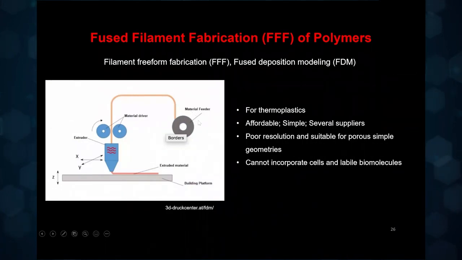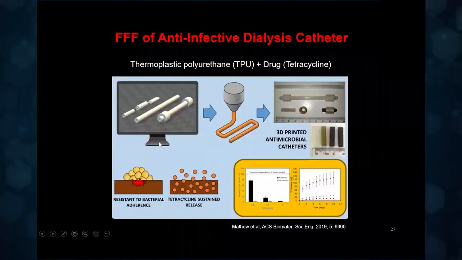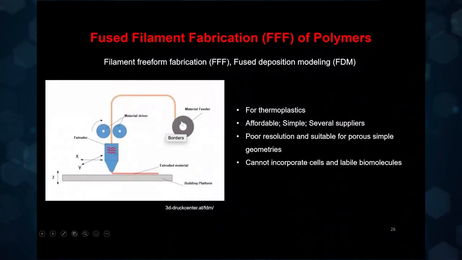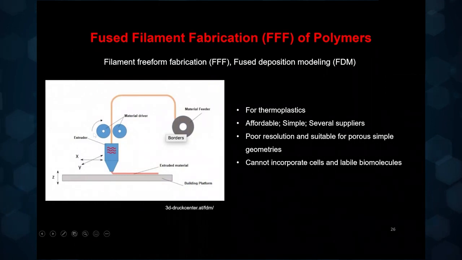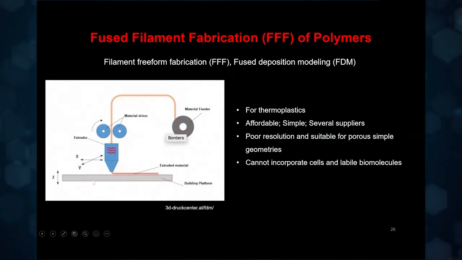So the idea here is that you have a material feeder, in which the material is fed in terms of a filament or a wire of this plastic or thermoplastic. This is wound onto a spool, and then the filament is pulled through these rollers, and they go into an extruder. The extruder has heating elements so that the polymer will melt and it is extruded out. The head can move in X and Y, and your building platform can move in the Z direction, and that way you can build up your printed part in 3D.